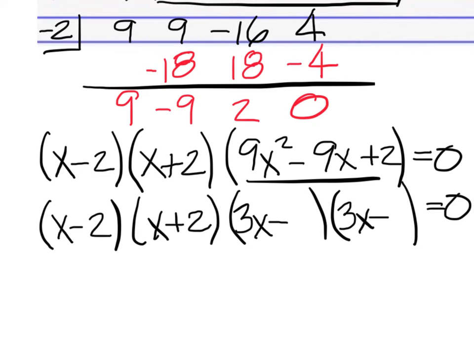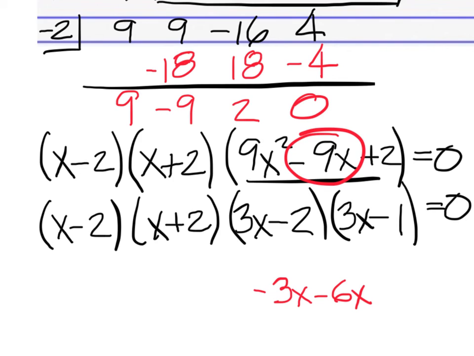Now to get a +2, I have to multiply two negative numbers together to get a +2. What's our only choice? Two numbers that multiply to get 2. 2 and 1. So let's just put in a 2 and a 1. But let's check it. If we multiplied 3x times -1, we would get a -3x. If I multiplied -2 times 3x, I would get a -6x. Is -3x minus 6x equal to -9x? Yes, it is. So there's your factorization.